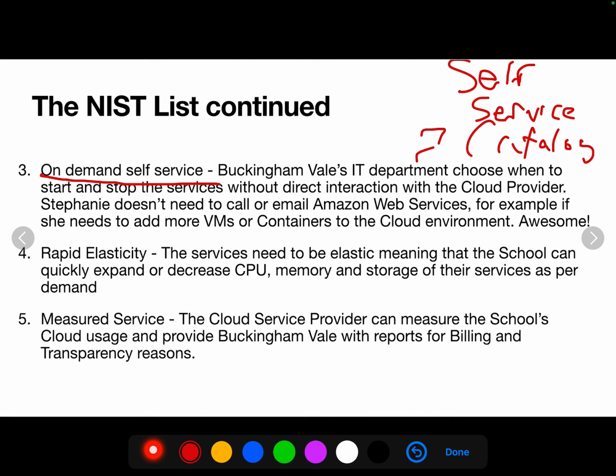And what's the fourth characteristic, right? So rapid elasticity. So the services need to be elastic, meaning that the school can quickly expand or decrease the resources of the services as per the demand. So they can scale up and scale out. They should be able to scale up and scale out.